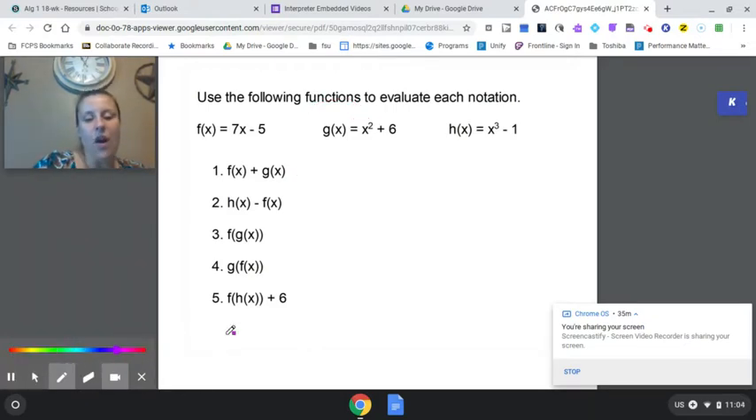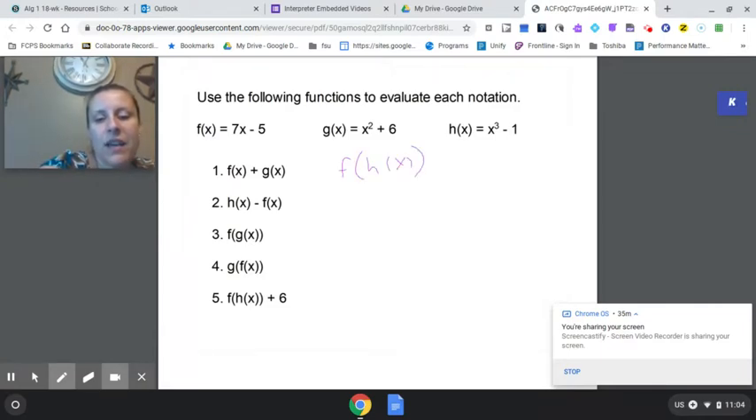Okay, our last example says f of h of x. So it's a composite function there, but then we're adding 6 to that. So again, we start from the inside, parentheses first. We're plugging in h's function when the input is x. So h's function says x cubed minus 1. And the f is brought down. I'm also going to bring down the plus 6 so we don't forget about it.